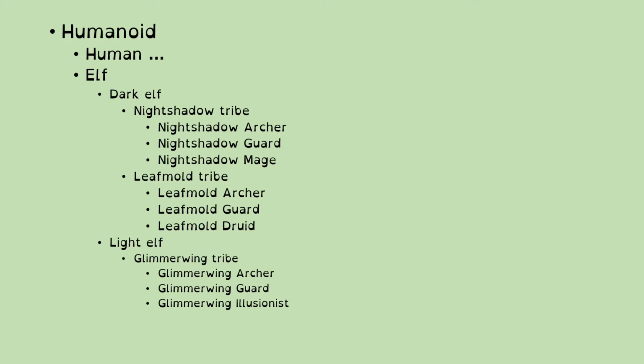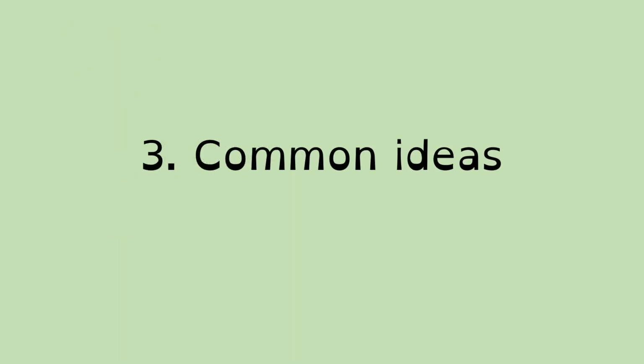And I've actually got some commonality going on here. So all three of these tribes have got archers and guards, and then they differ: the Night Shadows have mages, the leaf mold have druids, the glimmerwings have illusionists. Okay, so you can see how you could use that to break down and create an outline list of the enemies that you want, and it's certainly a good way to have a starting point.